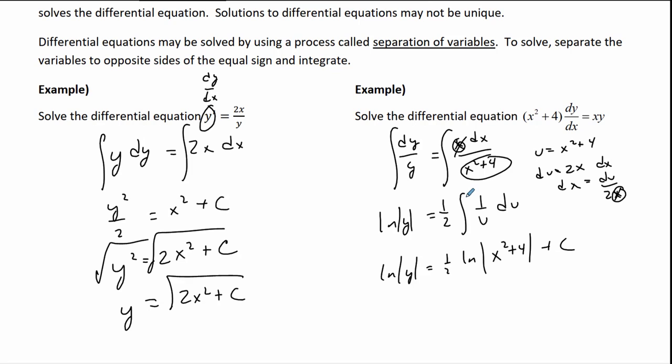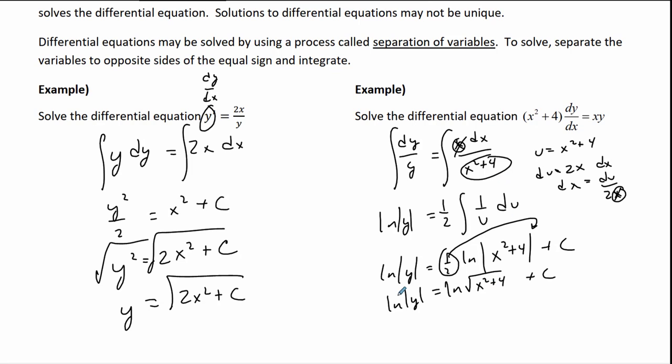what I am going to do is convert this a little bit. So this is still the natural log of the absolute value of y. This 1/2 actually goes as an exponent, so this is now the ln of the square root of x squared plus 4 plus some c. Hopefully you can see that the 1/2 is now a power, and that power is 1/2, so that means it's a square root.